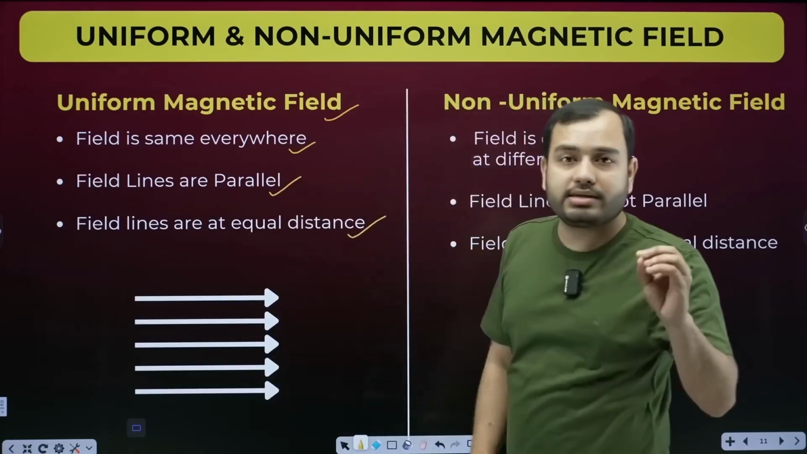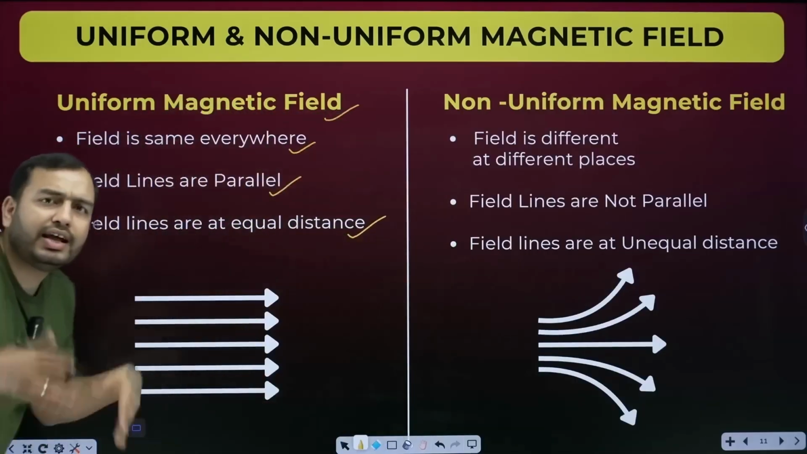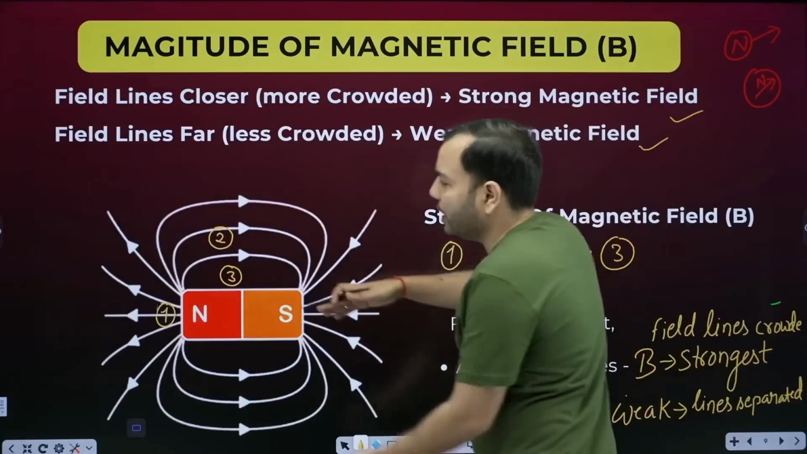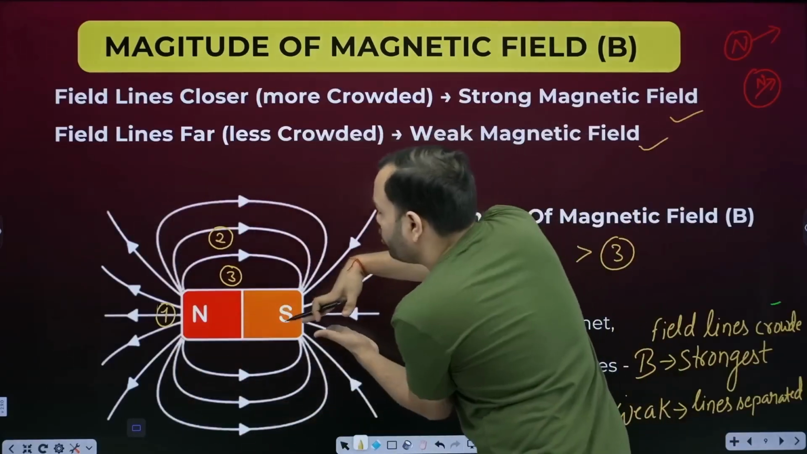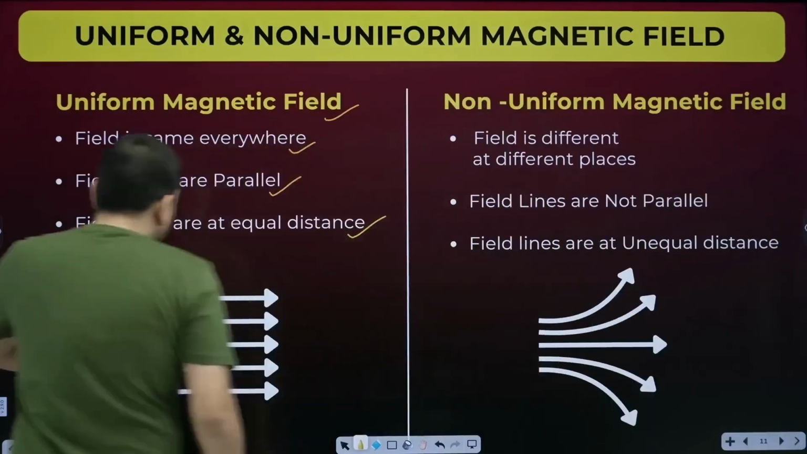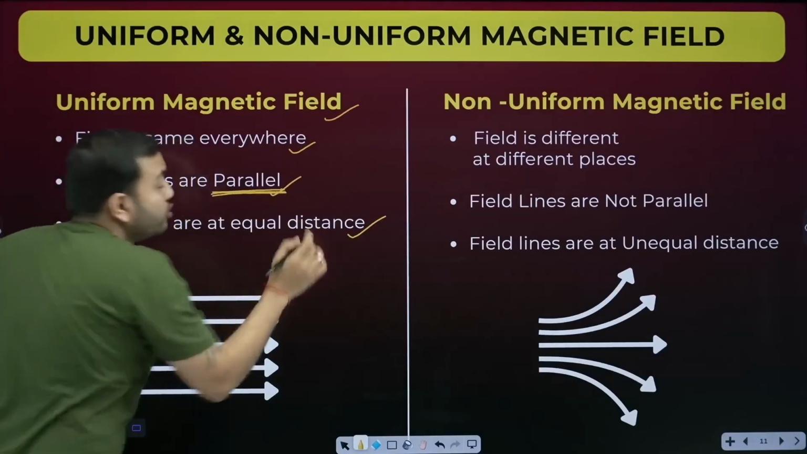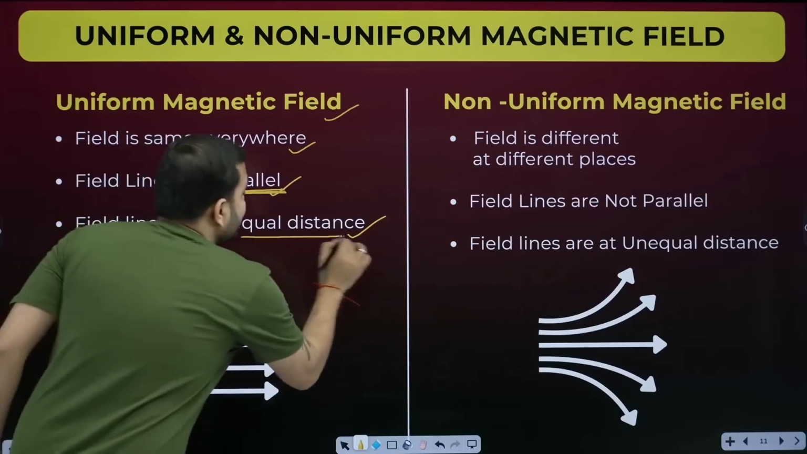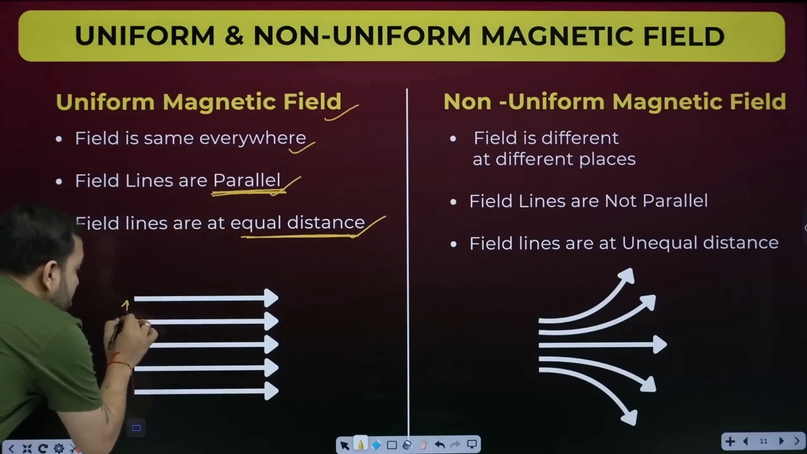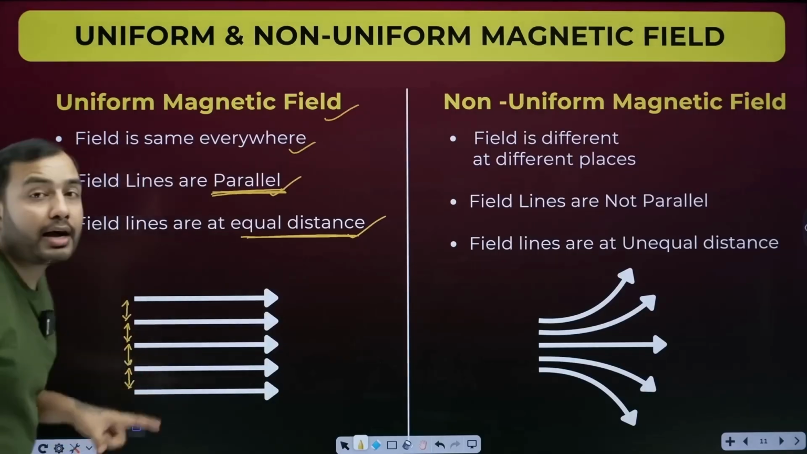Field lines are at equal distance, meaning if you see such field lines anywhere, the field lines can be anything. Just now you saw field lines in the magnet, different types. Anywhere in this world, if you see such a field line, first thing, it is parallel. Second thing, equal distance. If this is 1 centimeter, this is 1 centimeter. Then this is 1, this is 1. It is equal distance.